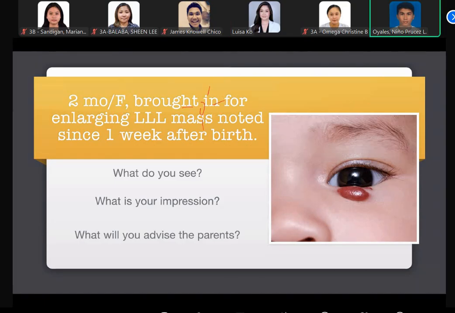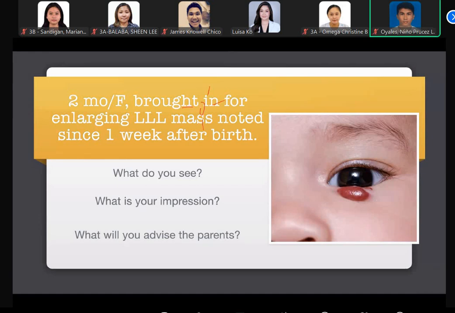If there's no visual axis compromise, we can just observe. And if there's a vision threatening lesion, Doc, I think we can start oral propranolol, which is a first line treatment. And also we can consider topical beta blockers for superficial lesions. Okay, good. So you opt to observe, no? For this case, do you want to observe or treat? Observe, Doc.